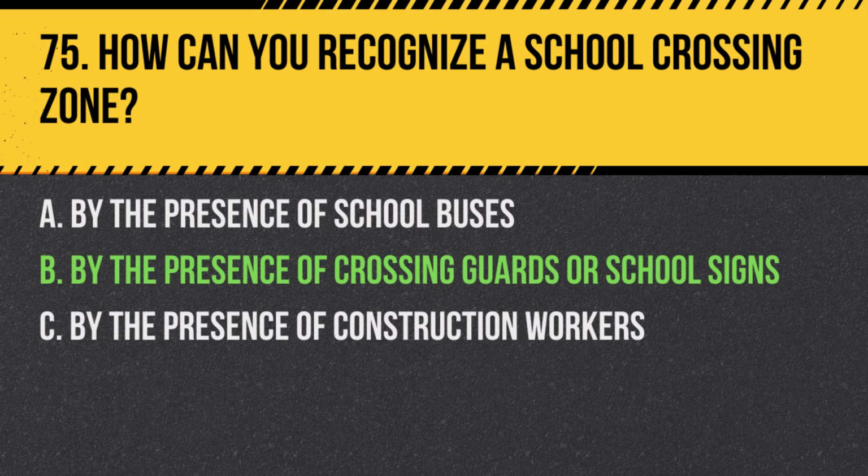You can recognize a school crossing zone by the presence of crossing guards assisting pedestrians, school signs indicating the presence of a school zone, or marked crosswalks near school entrances.